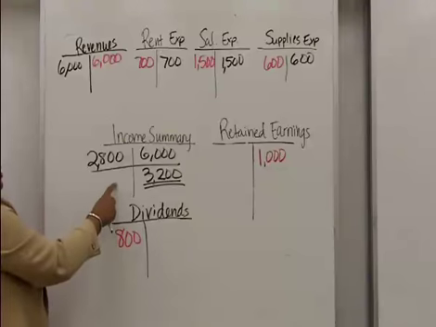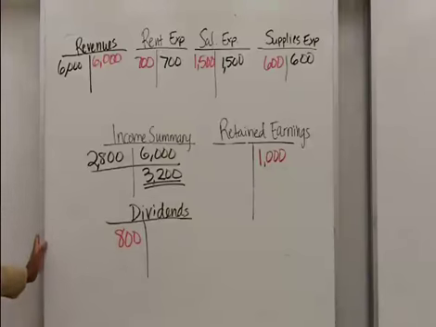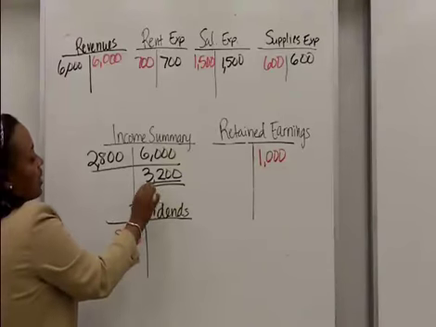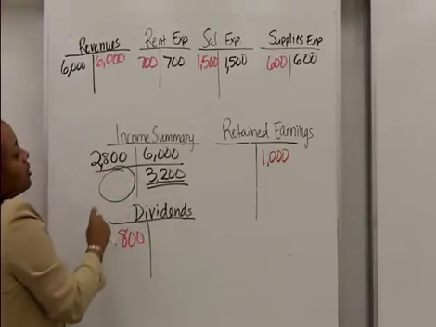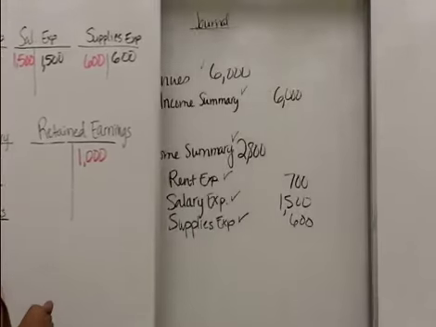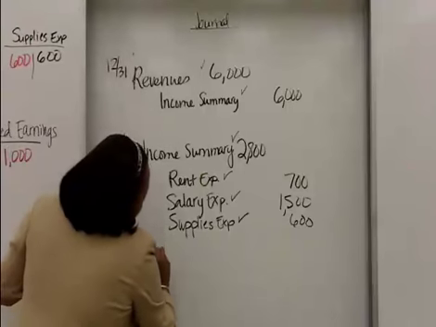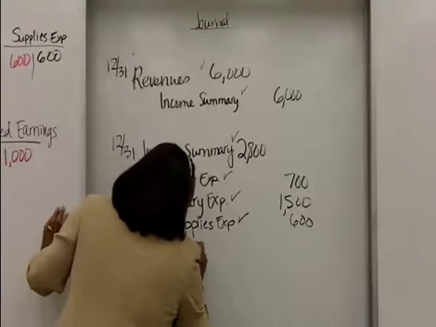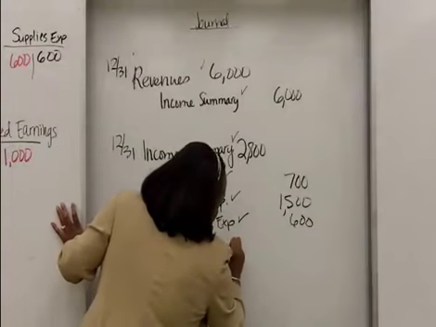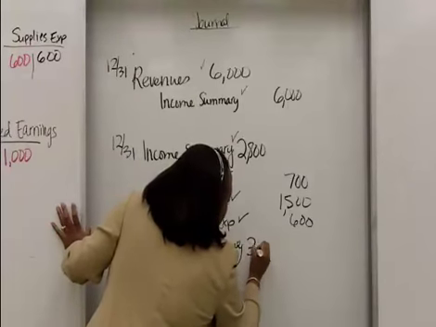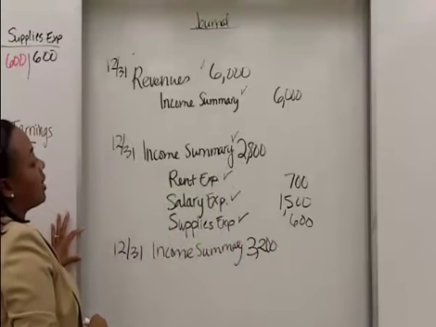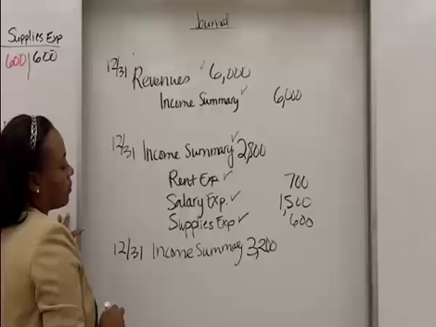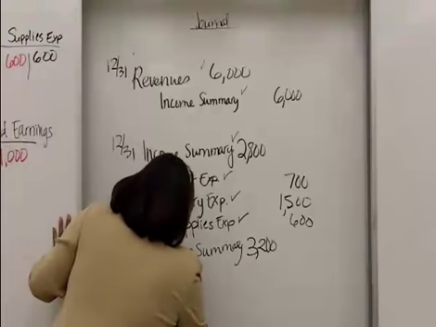So we want to close out this income summary account because it too is a temporary or a nominal account. Now to do that, we're going to have to force the balance to be zero. So that means we're going to have to put $3,200 on the debit side. So our next entry would require a debit to income summary of $3,200. And we will credit, what do you think we're going to credit? Yeah, you're right. Retained earnings.